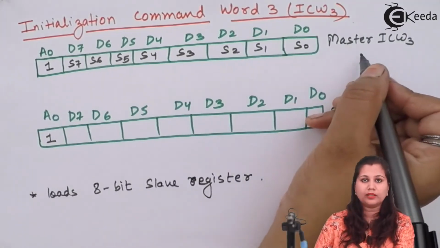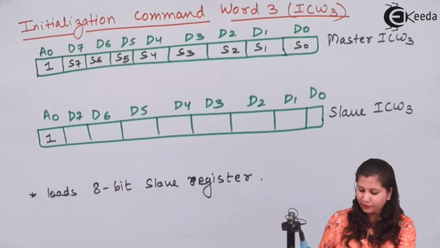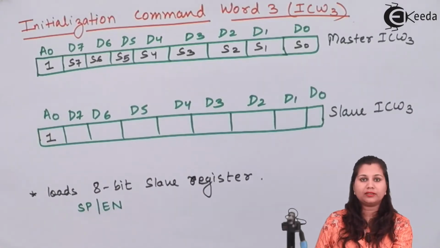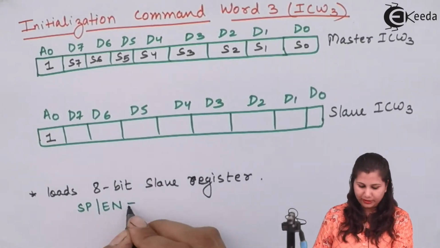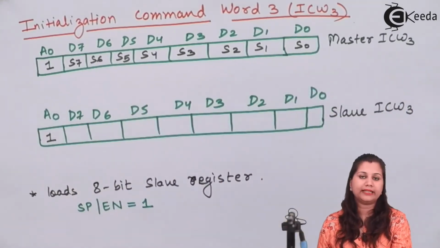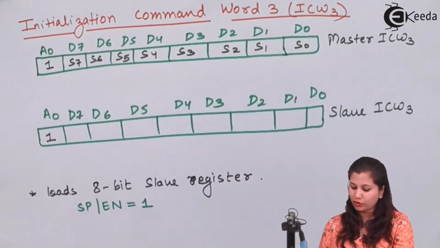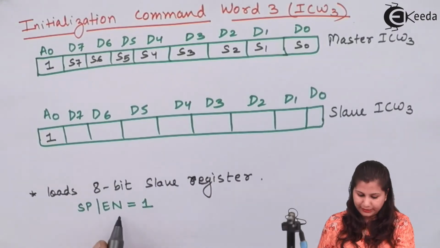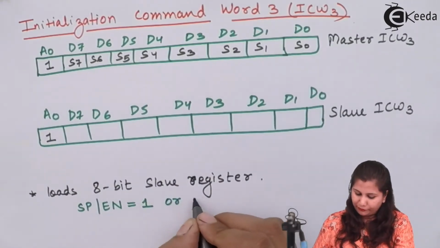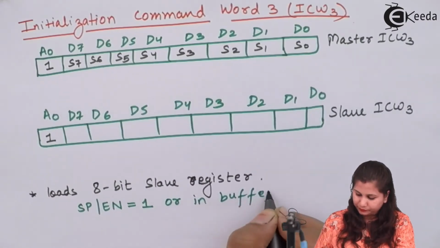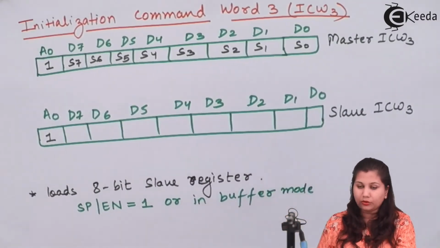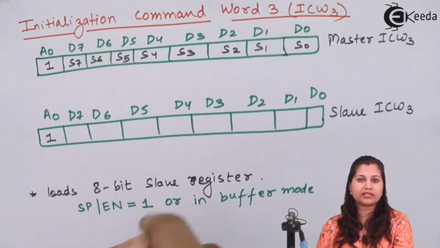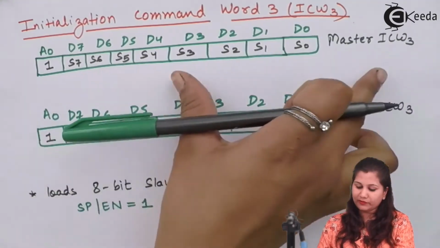Now in the master mode, this master mode will be selected if the SP and enable line, or this pin of the 8259 IC, is 1. Then this 8259 is working in the master mode, and this master ICW3 will be executed. So when this SP and enable line is 1, or in buffered mode, okay, when 8259 is working in the buffer mode, then also this master ICW3 will be selected or executed.